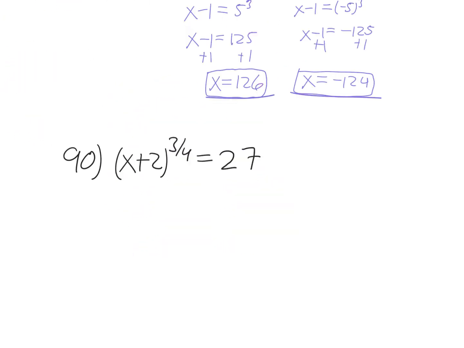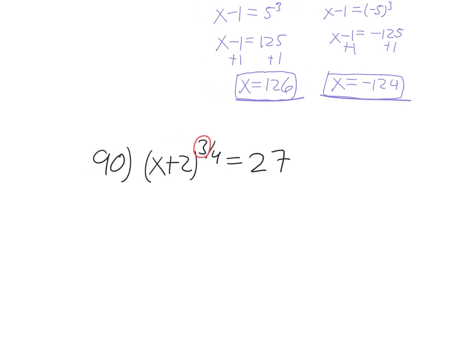All right, so I'll try the same thing with this one. This is our next one, number 90. Once again, if I have a number on top, I can get rid of that by doing the root of whatever with that number as the index. So this 3 on top is the same as a cube, and I can reverse a cube by cube rooting. So I'm going to take the cube root on both sides. Then I get x plus 2 to the 1/4 equals, this is just going to be 3.